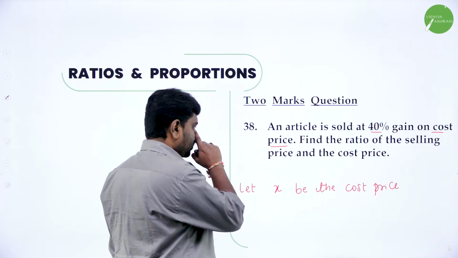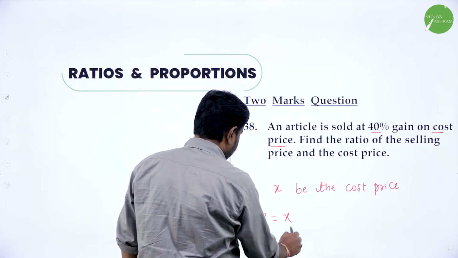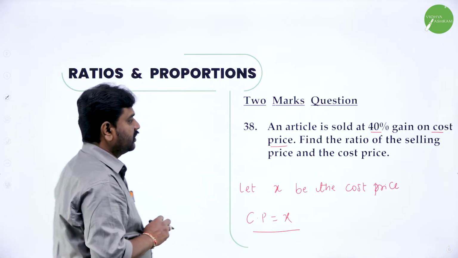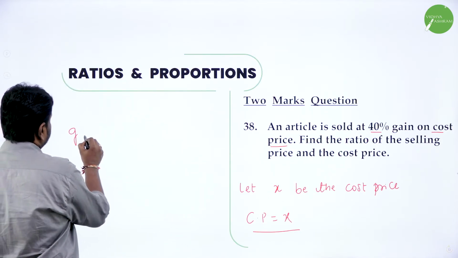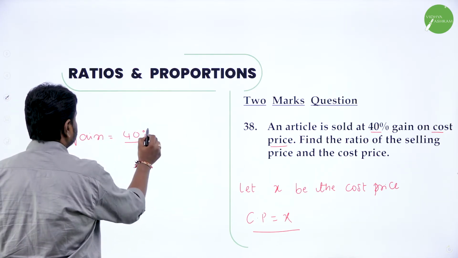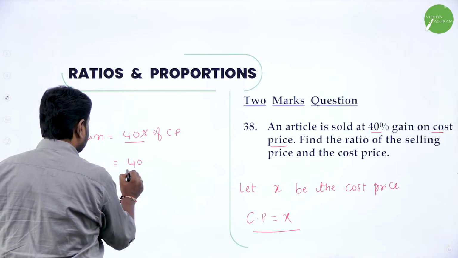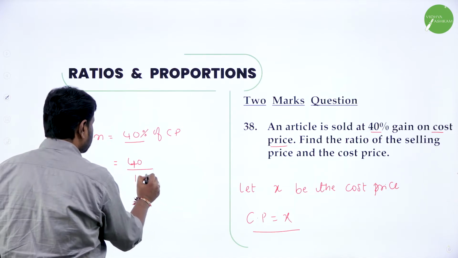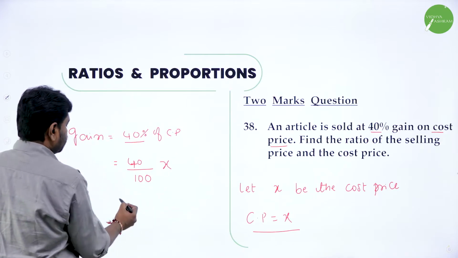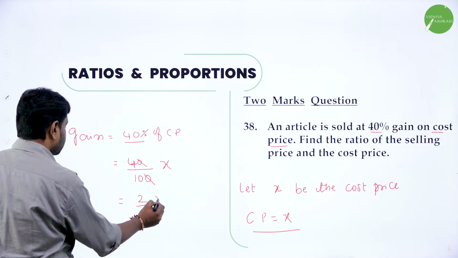So CP, or cost price, is equal to what? X. Cost price, we assume it as X. Then selling price. First they told gain 40%. Gain or profit, both are same. So gain is 40%. 40% means 40 per cent, divided by 100, 40% of cost price. What is the cost price? X. 40% of X. So you can simplify this. Zeros cancel, 2 2s are 2, 2 5s are 2 by 5 X is the gain.